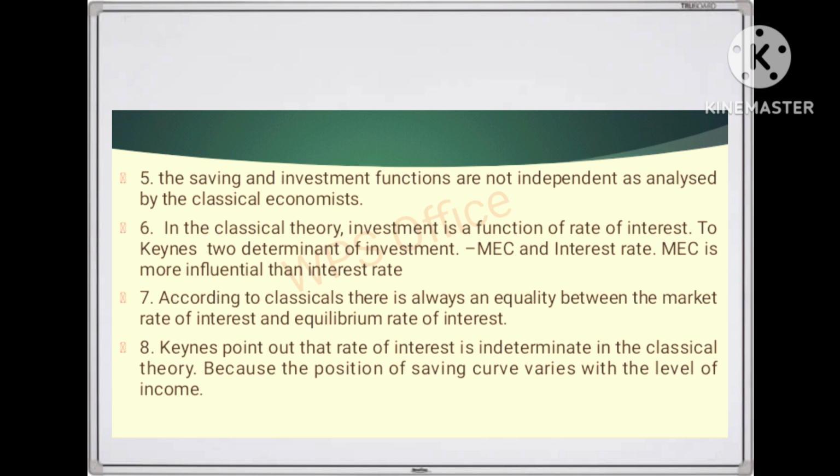According to classicals, there is always an equality between the market rate of interest and the equilibrium rate of interest. And the last one, Keynes points out that the rate of interest is indeterminate in classical theory because the position of the saving curve varies with the level of income.